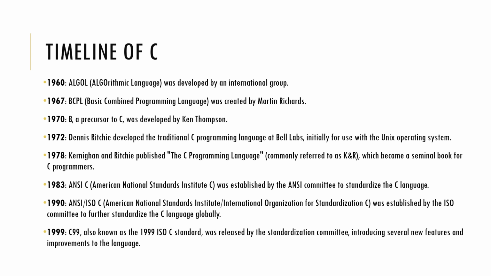In 1978, The C Programming Language, a seminal book for C programmers, was published by Kernighan and Ritchie. In 1983, the standard for C was defined and approved by the American National Standards Institute, termed as ANSI-C. In 1990, ISO approved the version of ANSI-C and termed it as C89. In 1999, the ISO C standard was released by the standardization committee with several new features and improvements to the language.